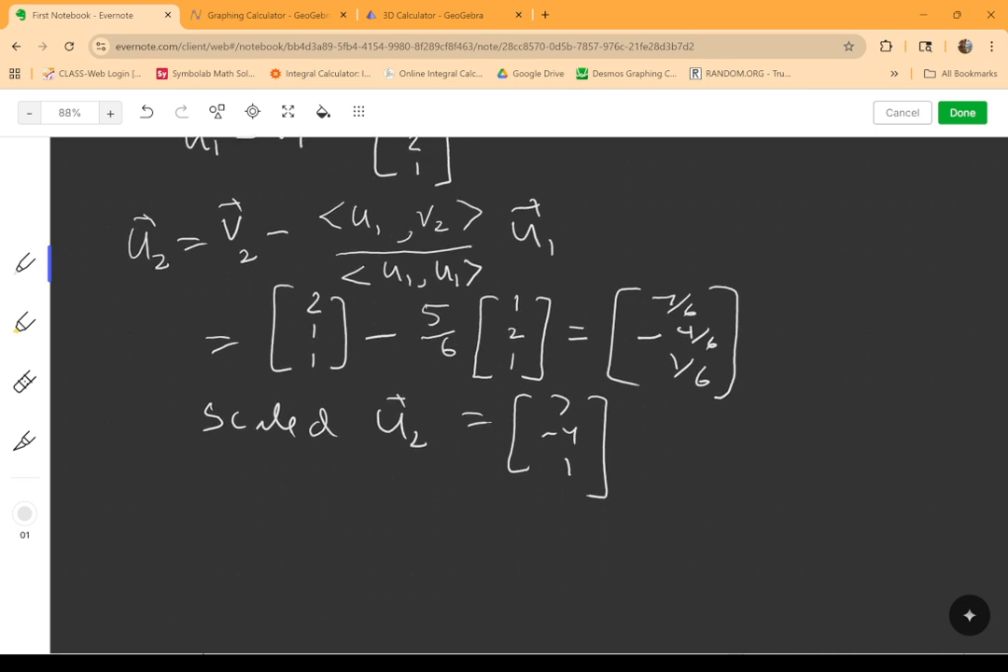Okay, so that is my scaled U2. So I've done the first two. Now for the third one, we'll start with V3. And again, I want to subtract away everything that's in the direction of the previous ones that I created, U2 and U1. So the way I do that is by fixing on V3 and then taking inner products with U1.